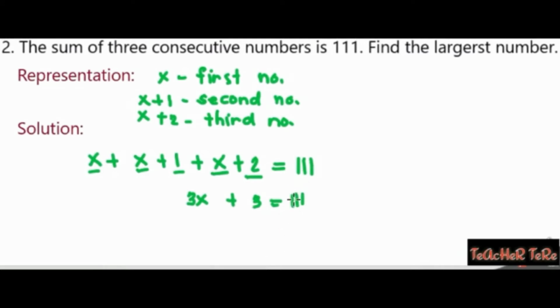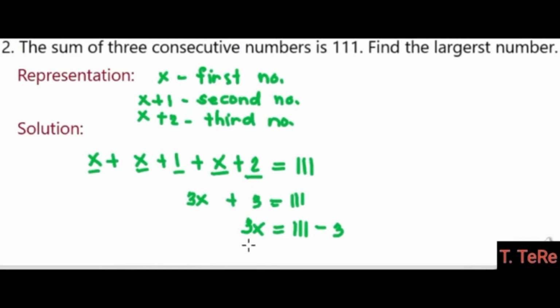So same procedure, we will subtract 3 on the left side and subtract 3 on the right side. So we have 3x, which is equal to 111. From plus 3, we will subtract 3 on the right side. So minus 3 plus 3 is equal to 0. So 3x is equal to 111 minus 3, which is 108. So we have 3x equal to 108.